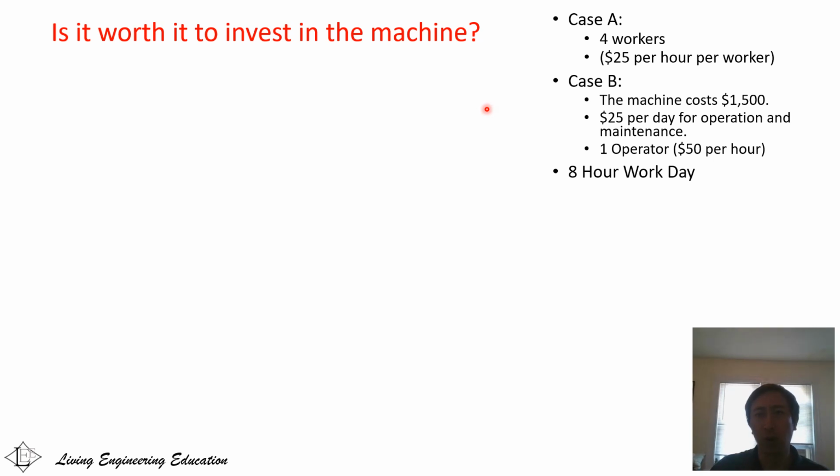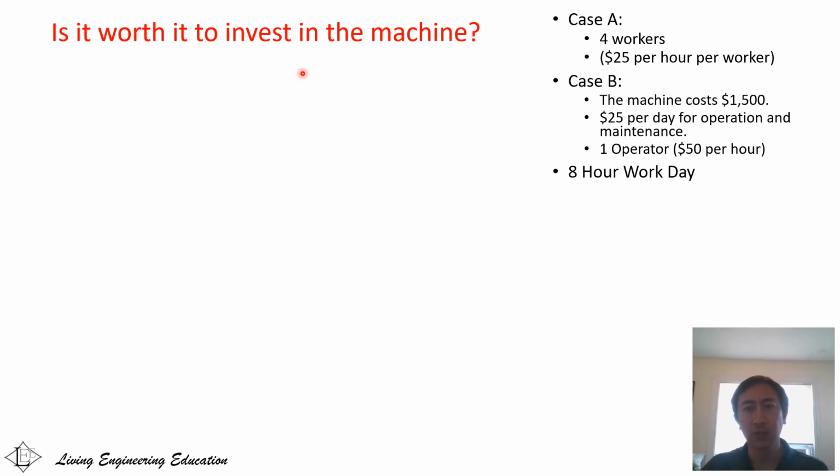Okay, so now I'm going to walk you through the 3 steps to build the linear equations, and then in the next slide we'll look at how we compare those linear equations. So our objective here is to look at case A, where we have the 4 workers, and case B, where we have the machine and the 1 operator, and help determine what linear equations will help us in comparing to determine whether or not it's worth investing in this machine.